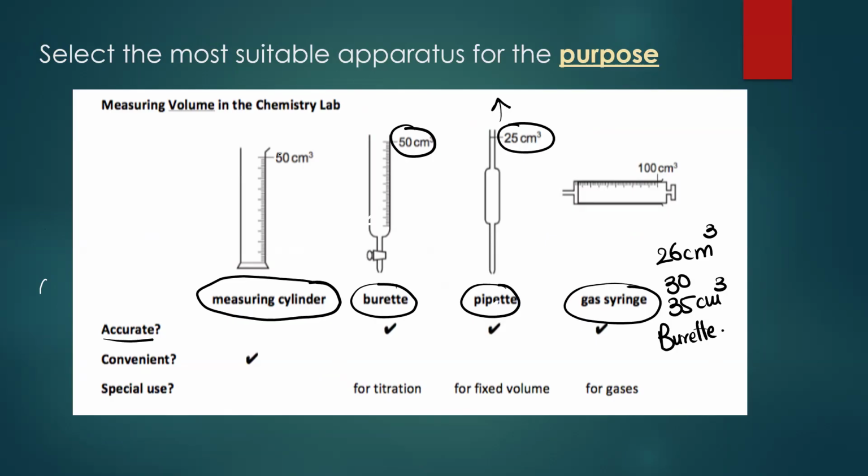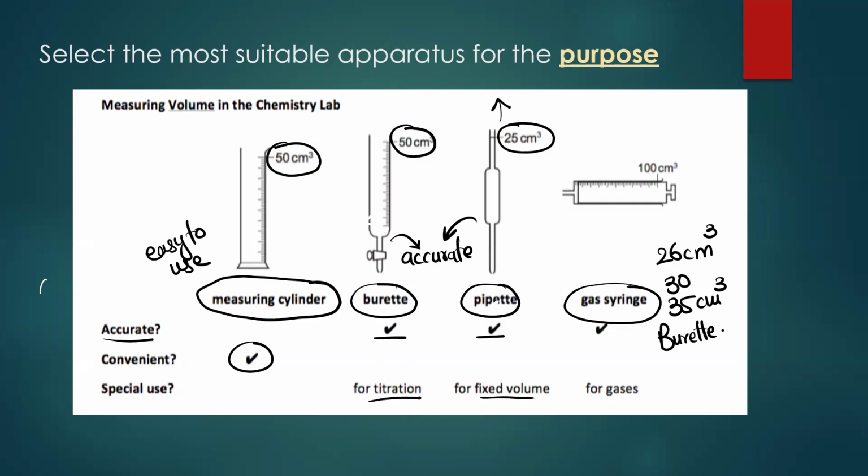And then we have the measuring cylinder. Its limit is also 50 centimeter cube, just like a burette. But the difference is that a measuring cylinder is easy to use, but it is not accurate. Burette and pipette are the two accurate apparatuses. So a measuring cylinder is convenient to use, but the burette and pipette are accurate. Burette is used for titration, and pipette is used for a fixed volume. Gas syringe is used for gases.